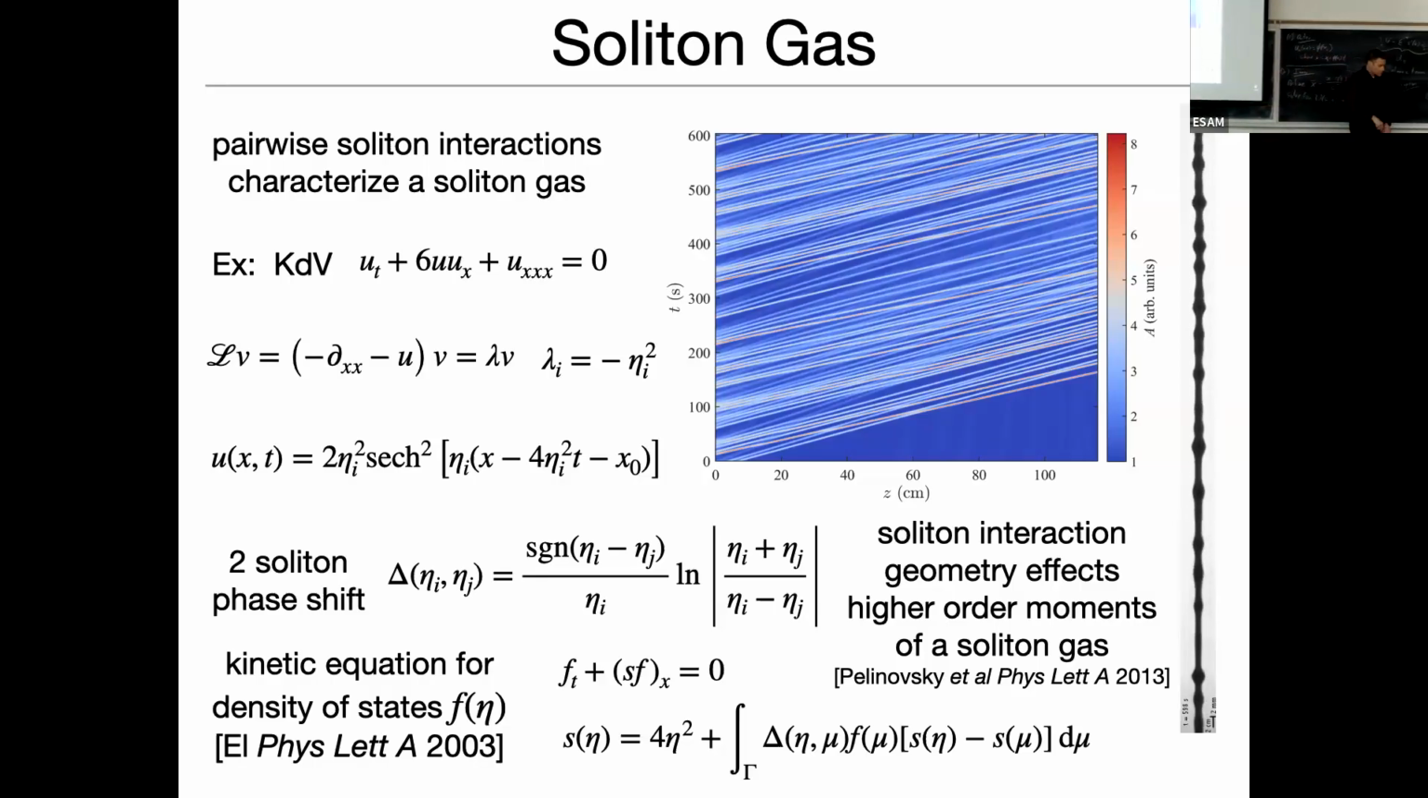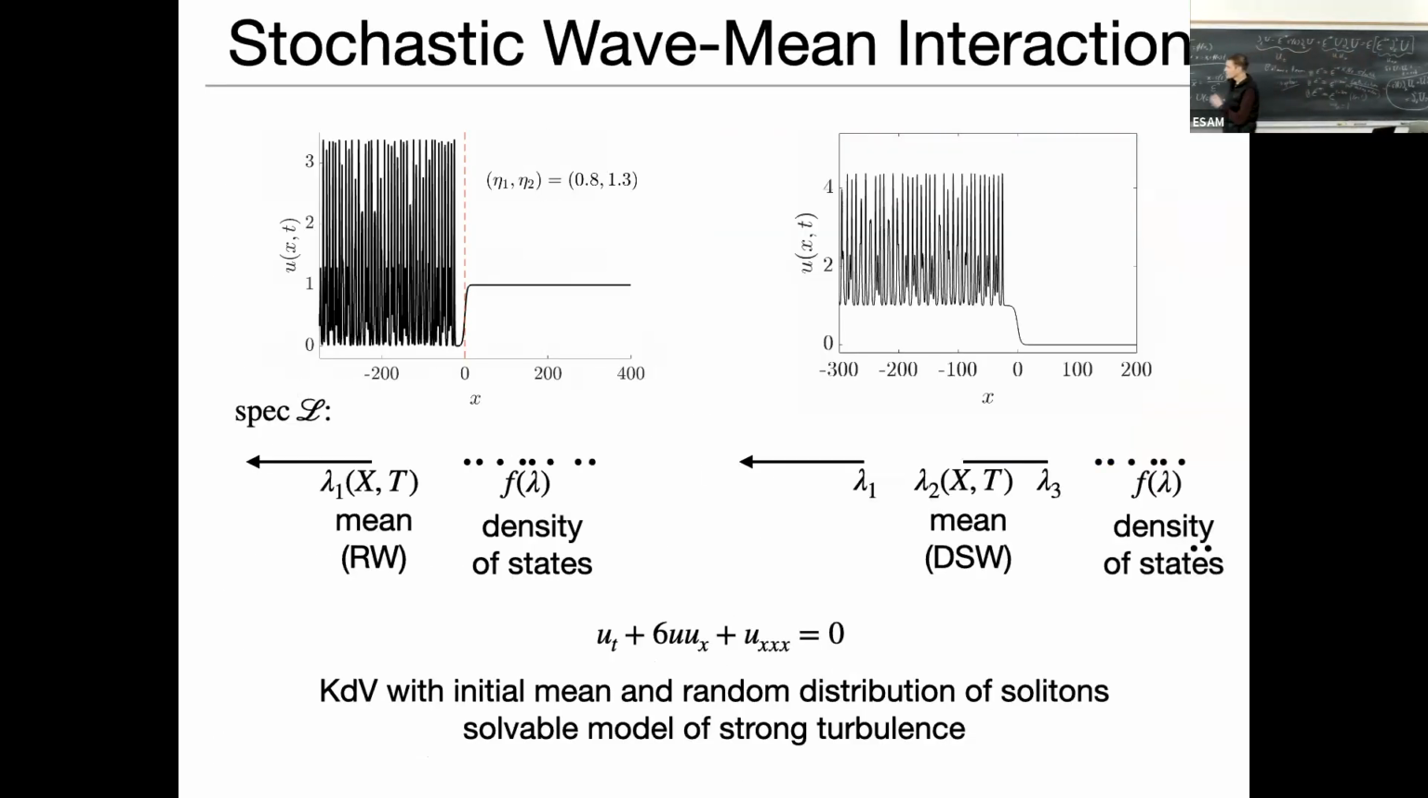And so a natural question is, can we try to understand this further? And one thing that we're working on right now, and I'm going to end with this, is to combine what we've been doing in the coherent or deterministic case with stochastics. In particular, suppose we now allow for the mean to change slowly in space and time, and then we have random solitons going through it. The mean can be just a rarefaction wave, so we have a step up, or a dispersive shock wave, we have a step down. Okay. And these are the spectral pictures for each of these scenarios. Okay. F is the distribution of solitons, and the lambdas describe the modulation of the mean.